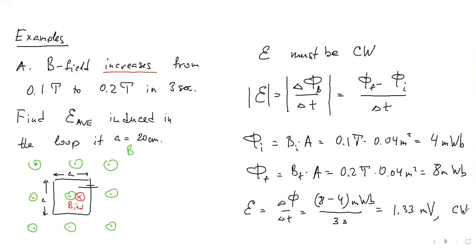So you have a loop inside a magnetic field, you start to increase the strength of the field, and you will generate EMF, average EMF for these 3 seconds, which will be 1.33 millivolts. And you know the direction. The direction probably is most challenging here. We can do the same problem with a little bit different setup if you want.